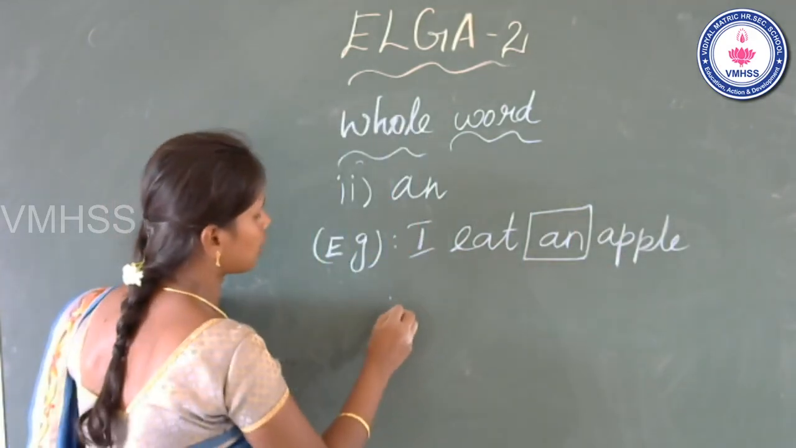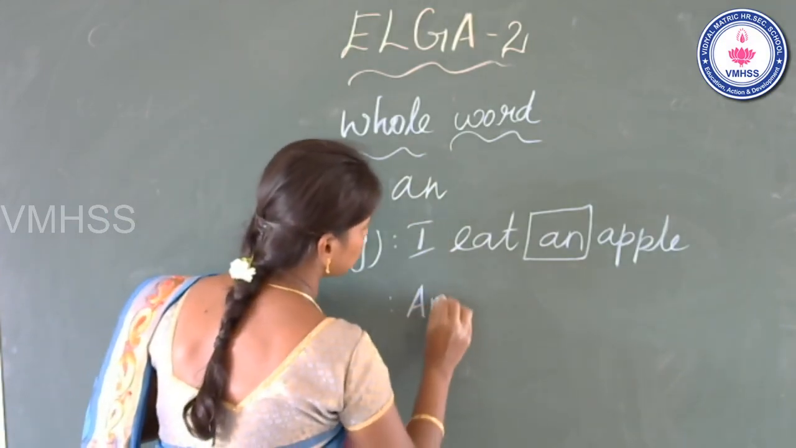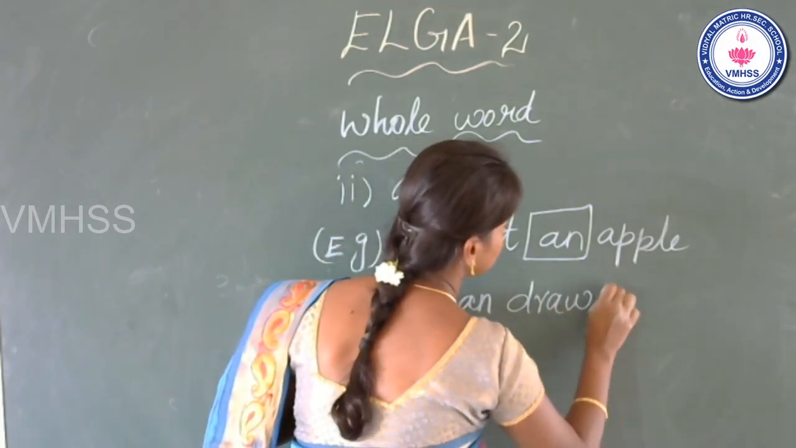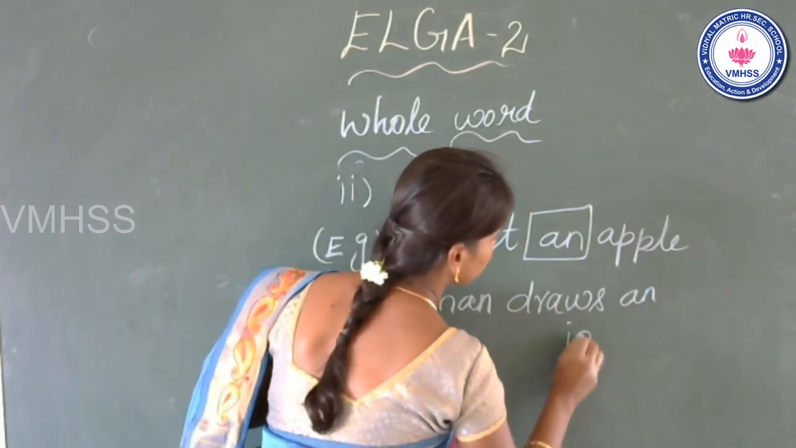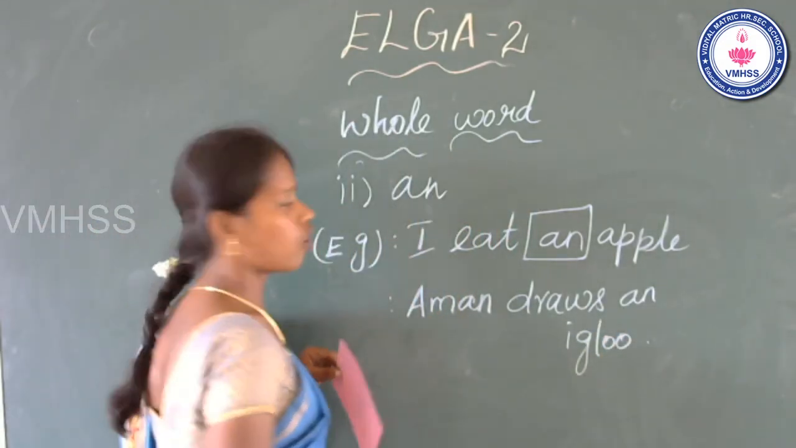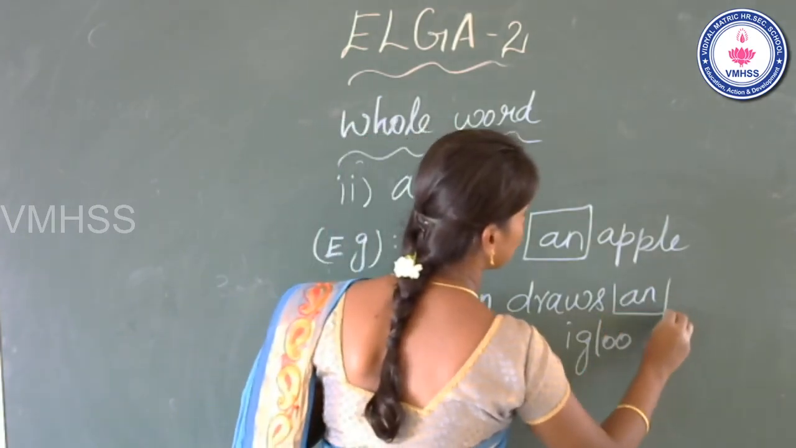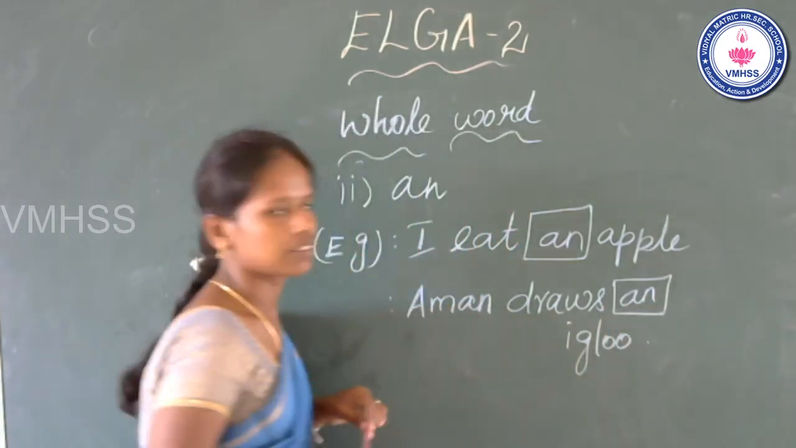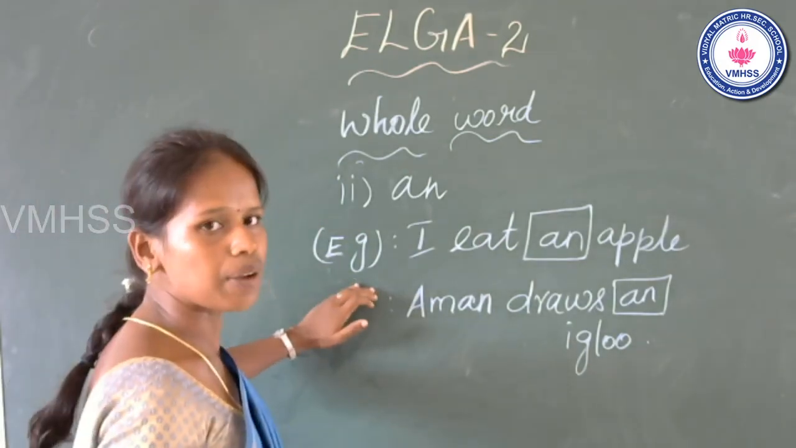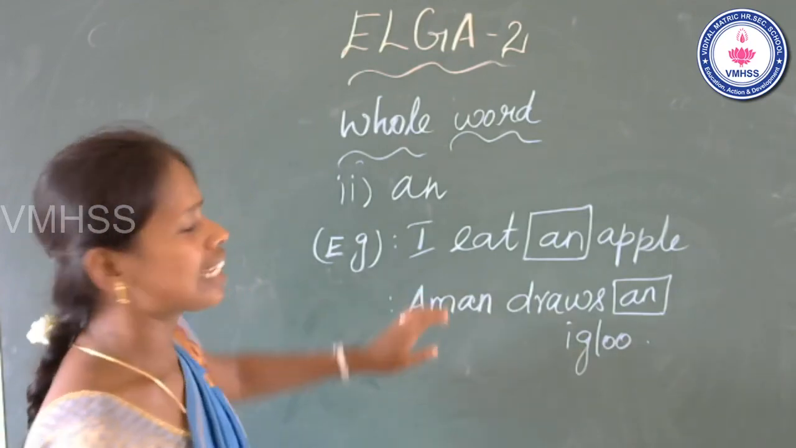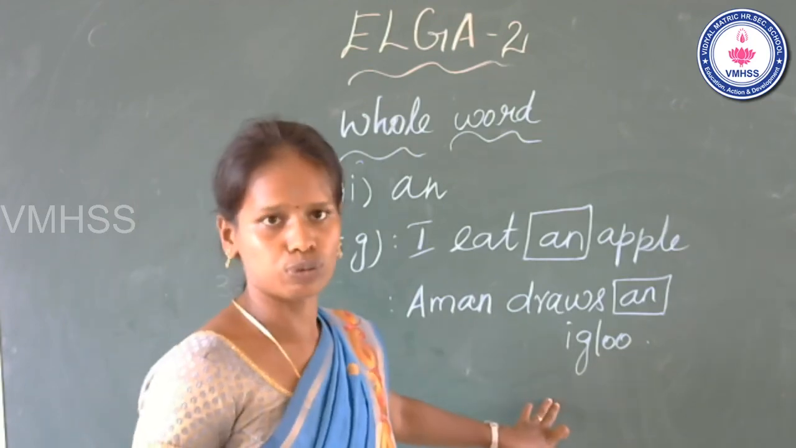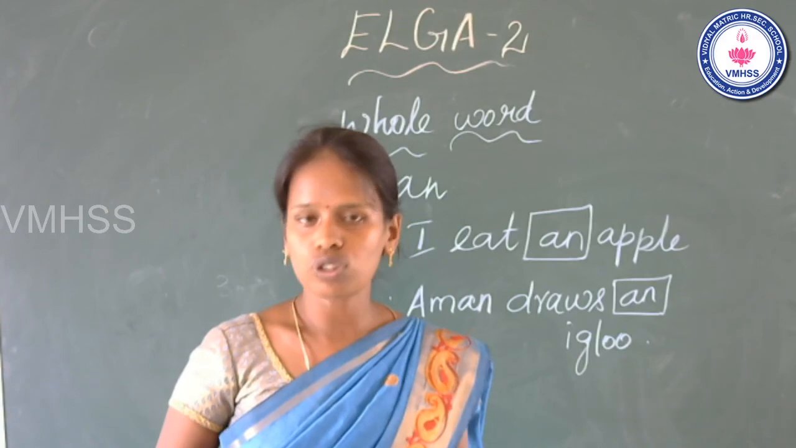The second example is, a man draws an igloo. Do you know igloo? It's made from ice. Where is the whole word and? A-N, and. The second whole word is and. Let's see some examples. The first example is, I eat an apple. The second one is, a man draws an igloo. Now go to the slide.